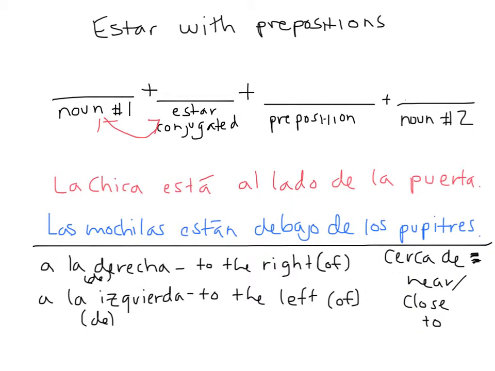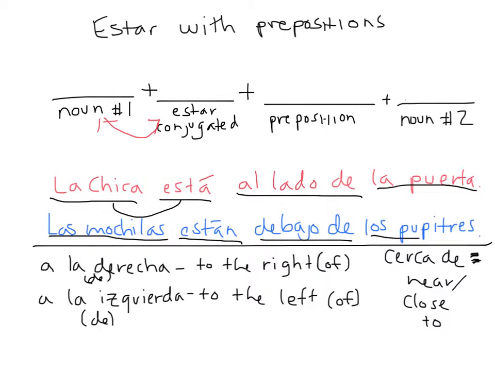So to give you some examples, we've got la chica, noun number 1. Está, conjugated so it matches chica. Al lado de, next to. La puerta, the door. Las mochilas. Oh, now we've got something that's plural, so we have to have están, debajo de, underneath, los pupitres. So the backpacks are under the desks.